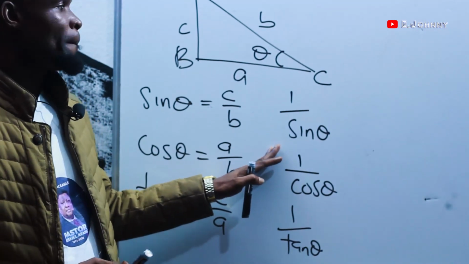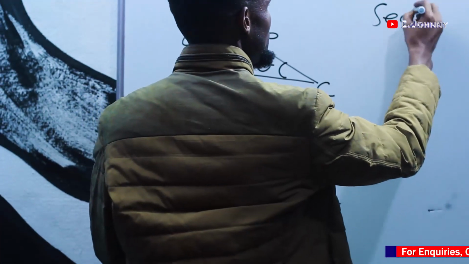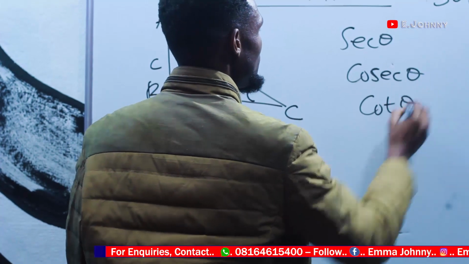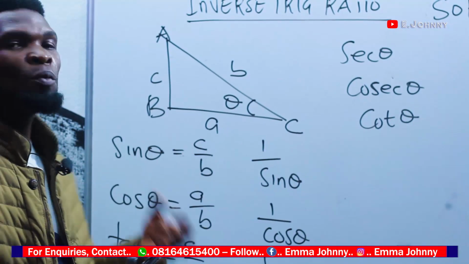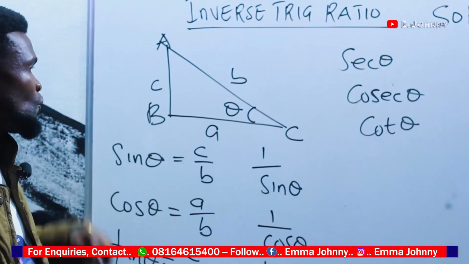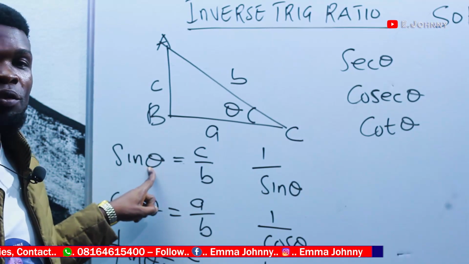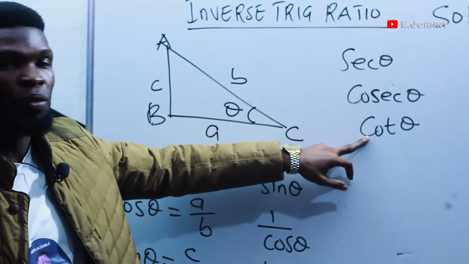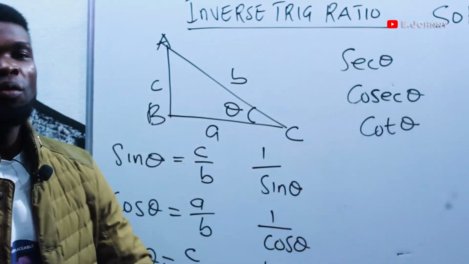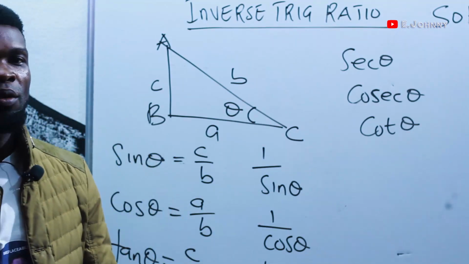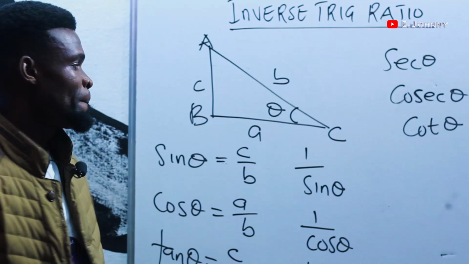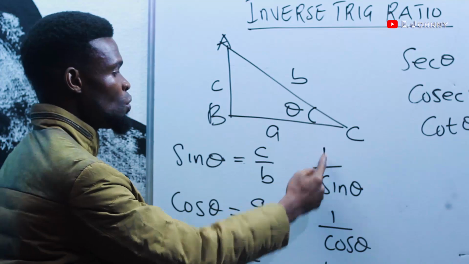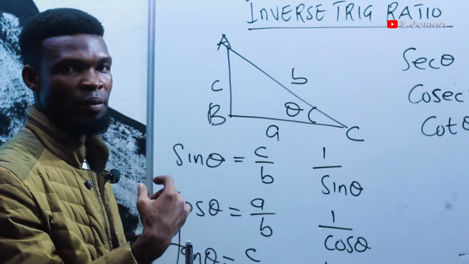But then, remember I said we have sec theta, cosec theta, and cot theta. So if somebody asks me, what is the inverse of sine theta? The inverse of sine theta can be sec theta, or cosec theta, or cot theta. It could be any of these. But I want to show us how to identify them without mixing up the whole thing. Now, don't forget that if I ask for the inverse of sine theta, what is in my mind is 1 over sine theta, the inverse of that thing.